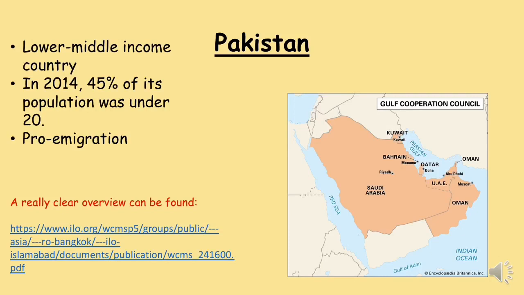In 2014, 45% of its population was under 20. The government is extremely pro-emigration. One reason for this is that in 2013, migrant remittances amounted to $11.5 billion, the fifth largest in the world. And this is important for the socio-economic development of Pakistan.